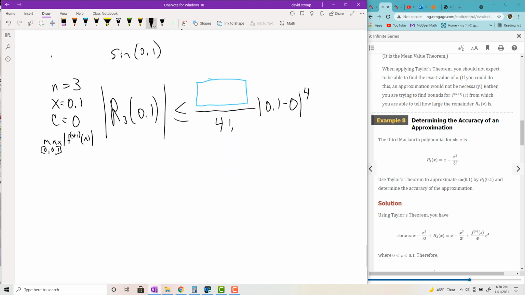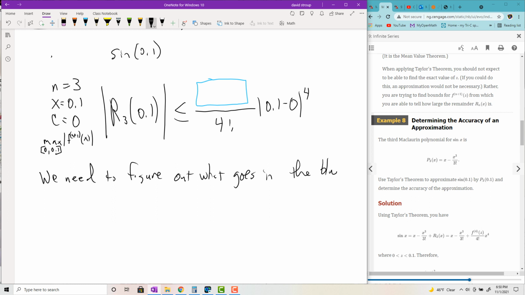Okay, so we need to figure out what goes in the blue box. Okay, great. So what goes in there? Let's figure out what the n plus first derivative is, right? So we can do that. Consider, so what is the fourth derivative?